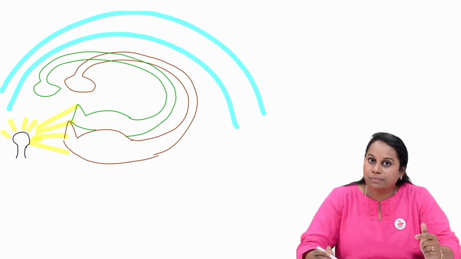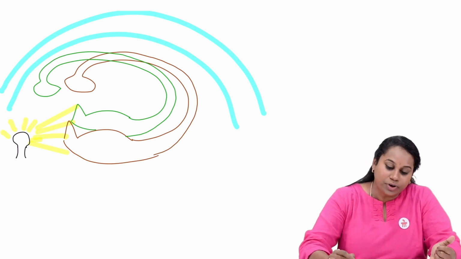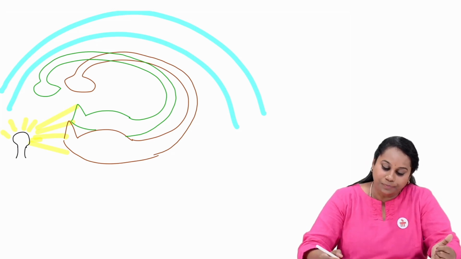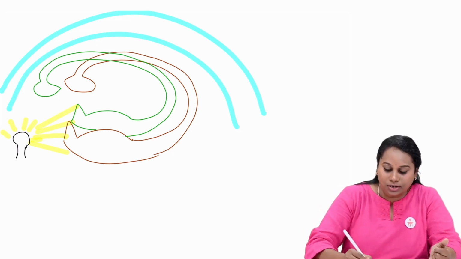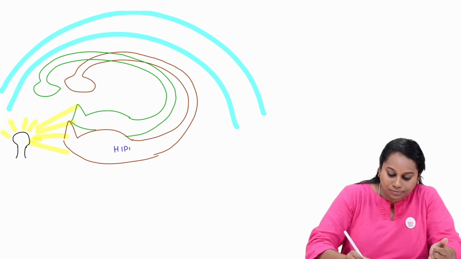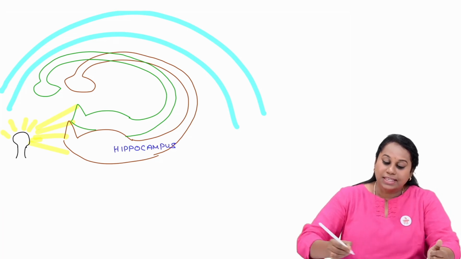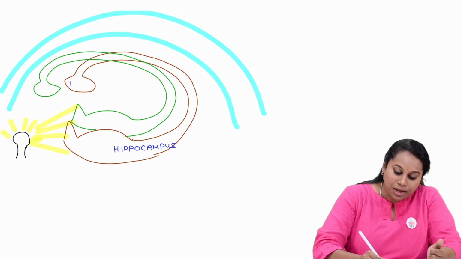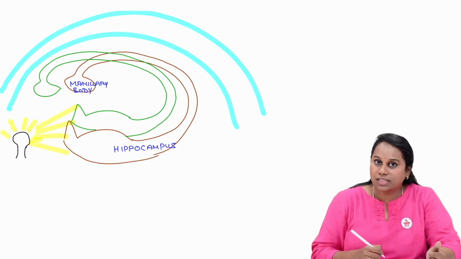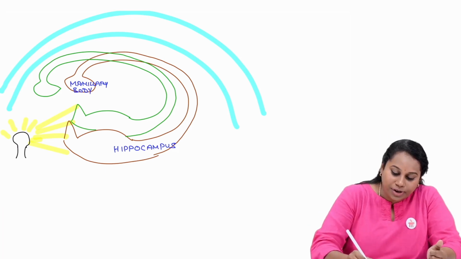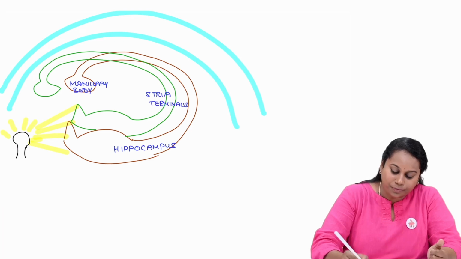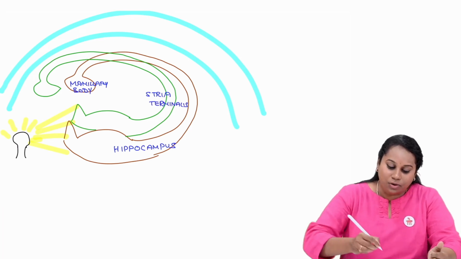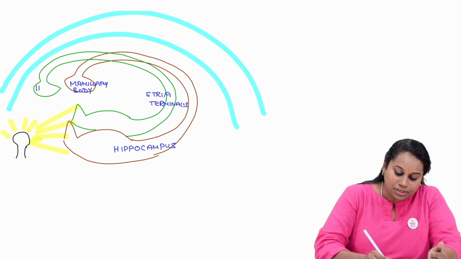Now let's mark the parts of the limbic system. What are the parts of the limbic system? The outer seahorse is called hippocampus and its tail is called mammillary body. The inner seahorse is called stria terminalis and its tail is called hypothalamus.